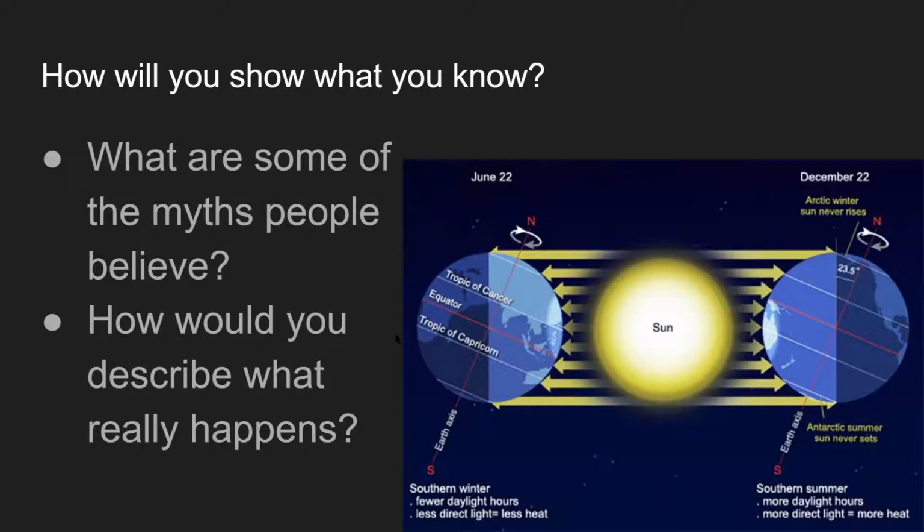How will you show what you know? At the end of this phase, the explanation phase, I want to make sure that students understand that there are myths, what those myths are, and be able to identify them, and then also how to dispel those myths. How do you describe what really happens? I want to make sure that they're able to do both, because counter arguments are always going to be forthcoming, and you want to make sure that the students are, oh, I don't know if I knew about that.